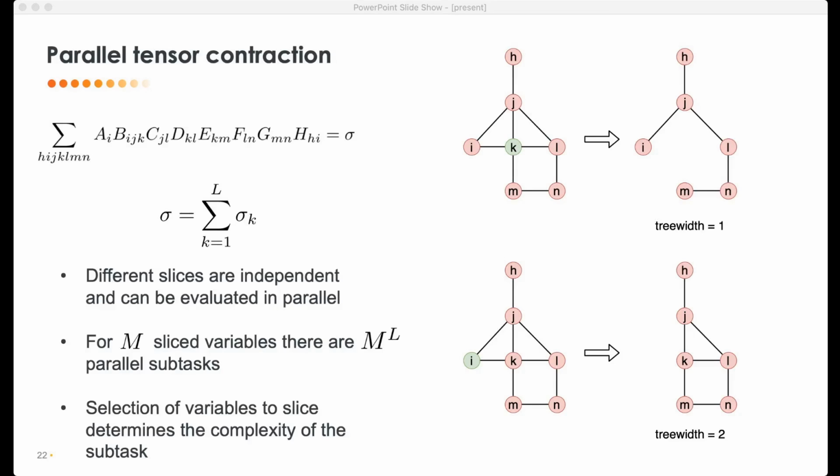We can select some subset of l variables, fix their values, and this will produce m to the power l independent subtasks. However, different choice of these sliced variables will produce subtasks of different complexity. For example, if we parallelize over variable k, as was done before, then the graphical model of the subtask will have treewidth 1, as it is a tree. But if we parallelize over variable i, then the resulting graph will have treewidth 2. So the subtasks will be harder to evaluate.